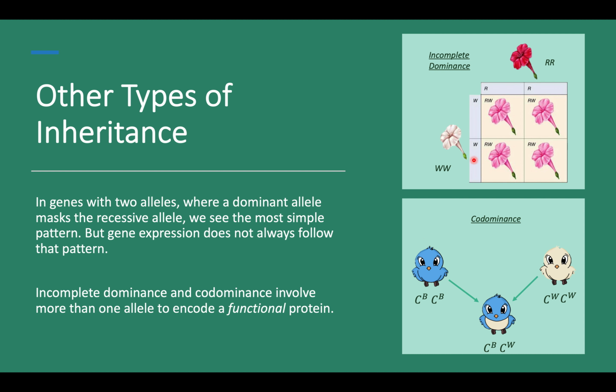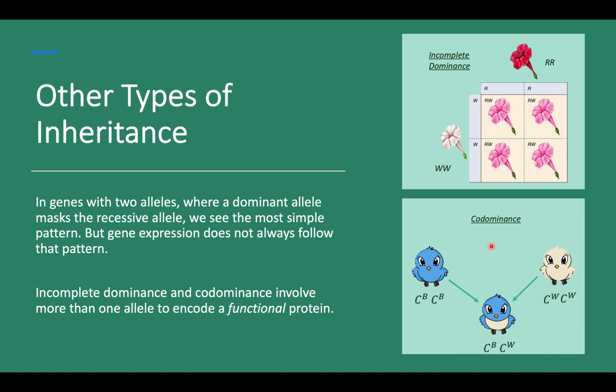These involve more than one allele to encode a functional protein. In this example, we have a Punnett square right here, and it looks almost exactly like what we were looking at before. We have capital R, which represents a red flower, and capital W, which represents a white flower. If we do our Punnett square, we have RW, RW, RW, RW. So all of these are going to have the option to be pink rather than red or white. That's incomplete dominance.